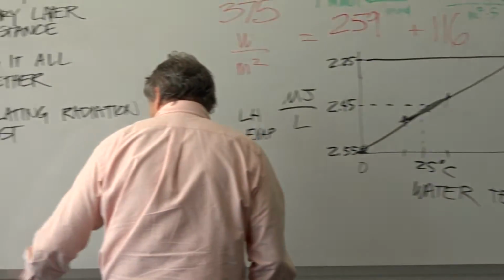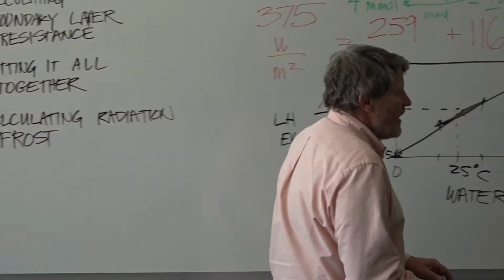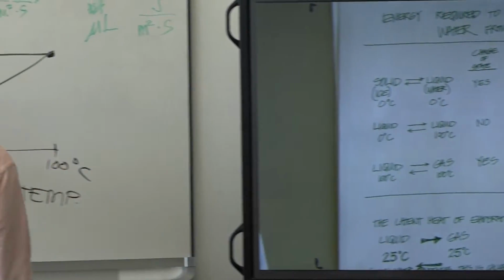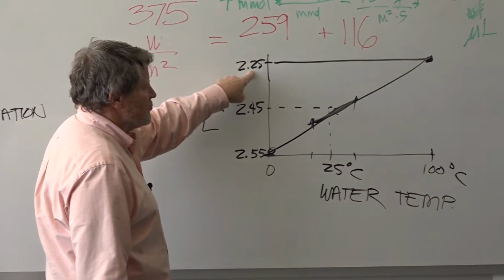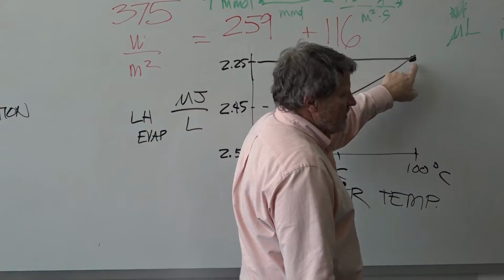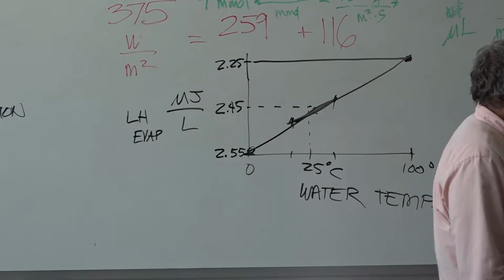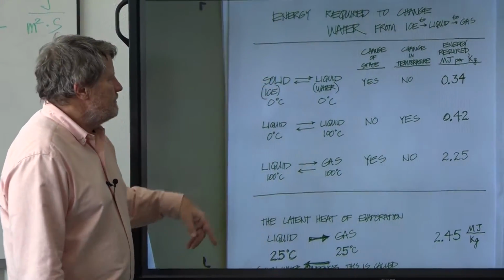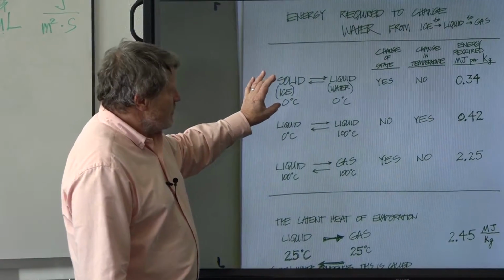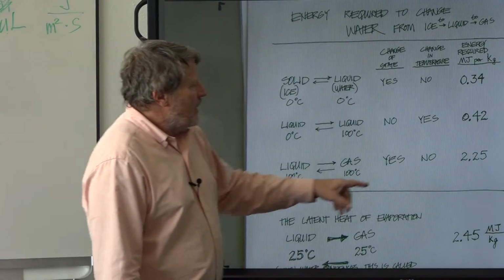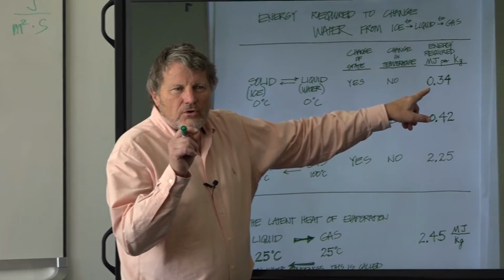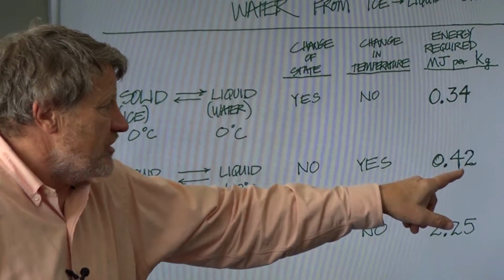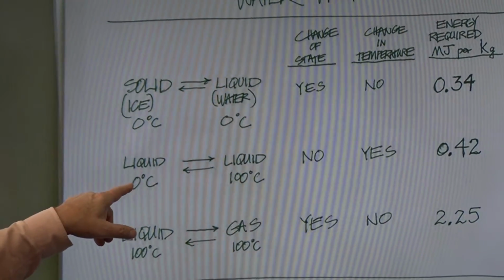Here, now I can fix my graph. At 0, no, this is 100. Nope, I got it right. At 100 degrees, it's 2.25 to evaporate the water. So now we go the other way. Same thing happens with ice. Now it's going, change of state from a solid to a liquid back and forth. Ice, it also takes almost as much energy to freeze the water as it did to cool it from 100 to 0.